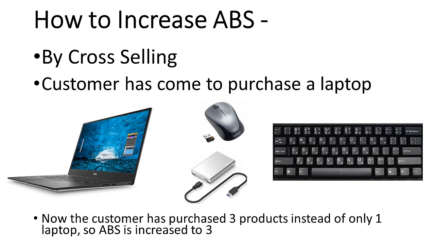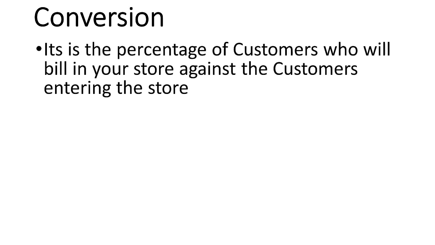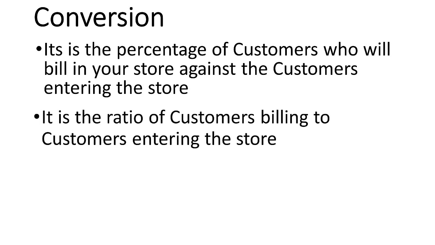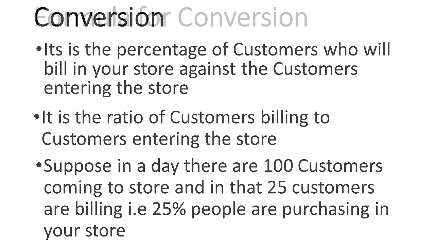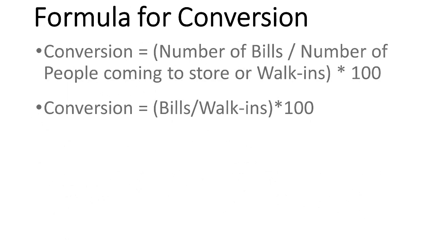So friends, this was the concept of units per transaction or average basket size. Now let us move to the next KPI, that is conversion. Conversion can be defined as the percentage of people who are going to purchase in your store, in other words, who are going to bill in your store against the people coming into your store. Suppose in a store for a day, 100 people are coming and 25 people are billing in your store, that means it will be 25 divided by 100. That is 25% of people are purchasing in your store. The formula to calculate conversion goes as follows: it is the number of bills generated divided by the number of walk-ins we have got for the day, into 100. It will be a percentage number.